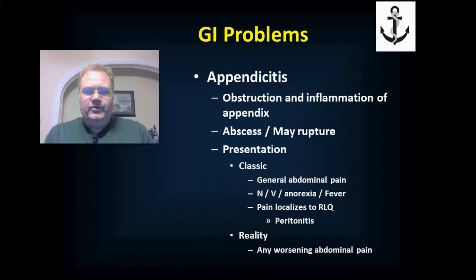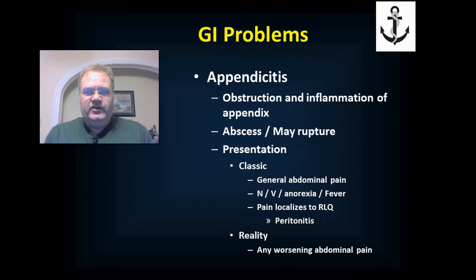The most important thing from your perspective is that if the appendix gets plugged up for any reason, now you've got bacteria contained in a little sac, and that's an abscess. And so it swells, and it may even rupture, pop and spill pus all over the inside of the abdomen.